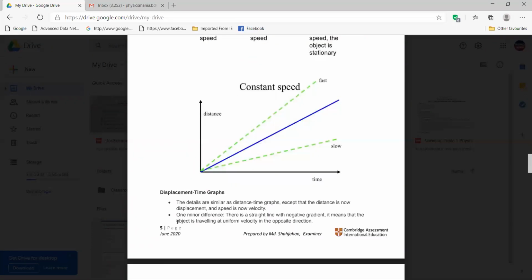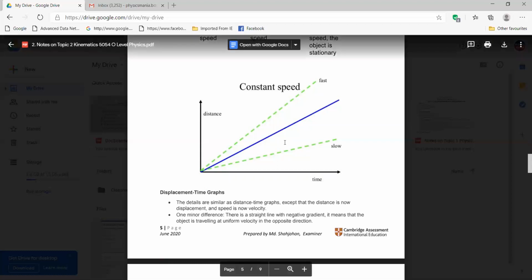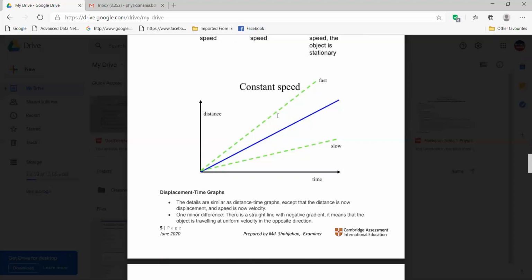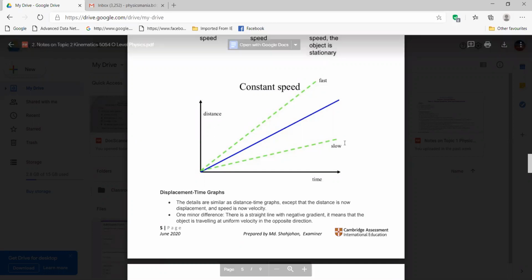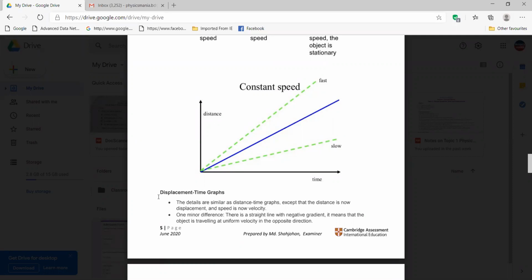Then in this diagram we are showing them together, right? Constant speed. One is a steeper line, another one is less steep. So this one is faster, this one is slower, right? And this one is in between them. This one, the blue one, is slower than the faster one, but it is faster than this slower one. Clear? Now displacement time graphs, can you read the displacement time graphs part?